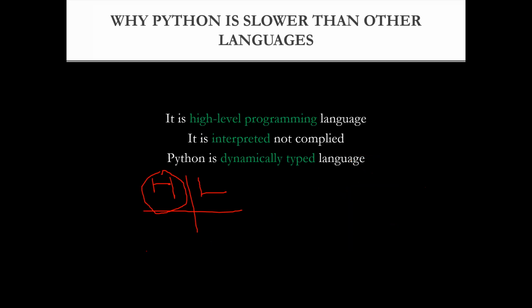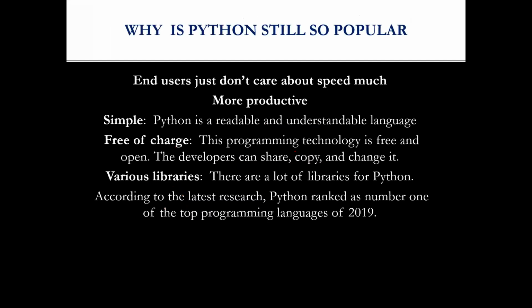So moving ahead. These were the parameters for why Python is slower than other languages. But still our question remains unanswered. Okay, these are the reasons it is slower, but why is Python still so popular despite being slow? Let's look into this.